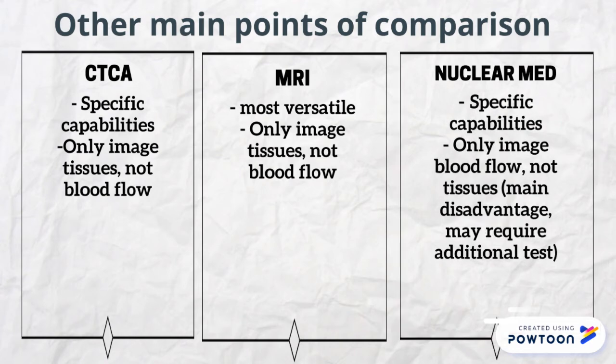In contrast, nuclear medicine does not image tissues but rather the blood flow through the heart. It has the advantage of taking images of the heart in different states to diagnose problems that may only be visible during or after the person has physical activity. The main disadvantage is that it doesn't show any tissues in the scan.